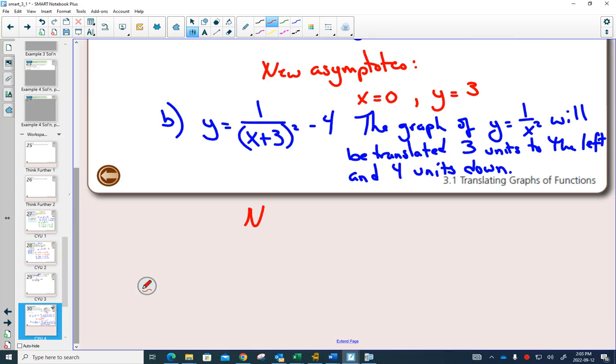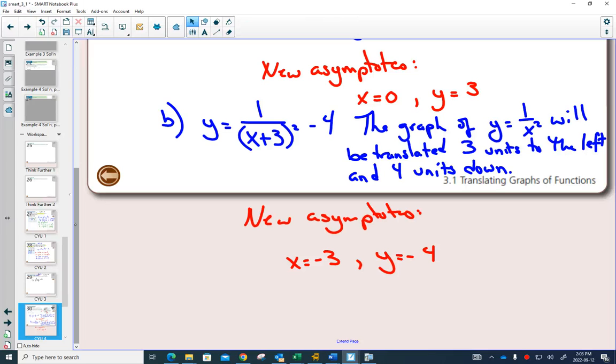For part B, your new asymptotes? Well, if you move 3 to the left, that will change your vertical one. It will now be at x equals minus 3. If you move 4 down, that will change your horizontal one. It will now be at y equals minus 4. So this question, you can now do number 16 and 17.